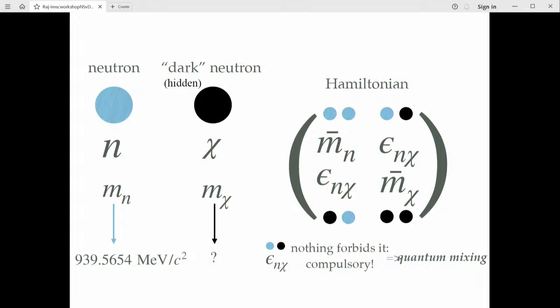But because they have the same quantum numbers, I can set up a two-state Hamiltonian that looks like this with the bare masses in the diagonal terms. And because in quantum field theory, if something is not forbidden, it is compulsory, I have to write down an off-diagonal term as well that leads to quantum mixing between the neutron and the dark neutron.